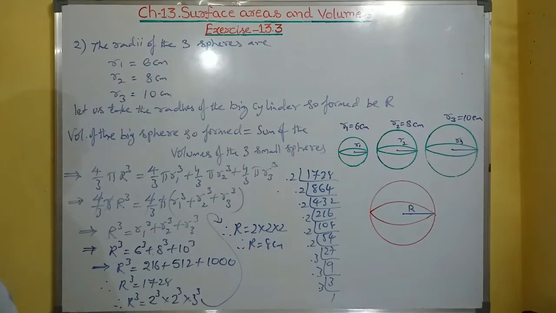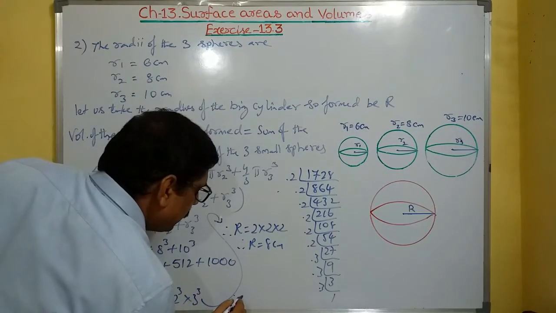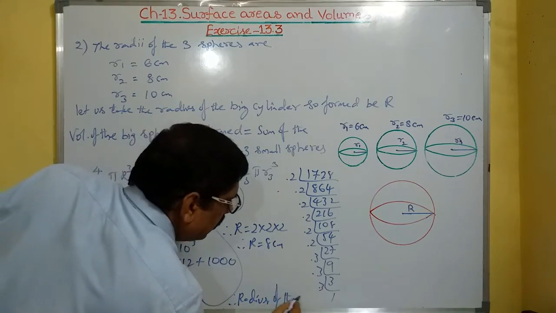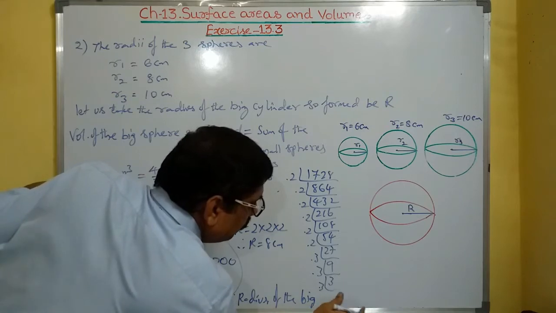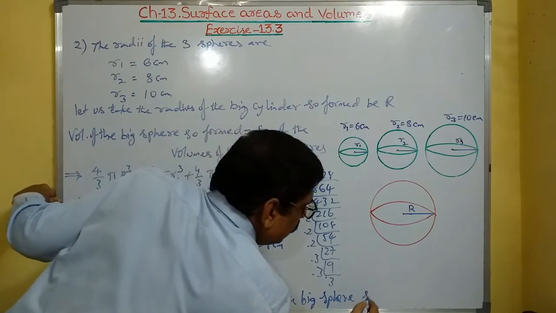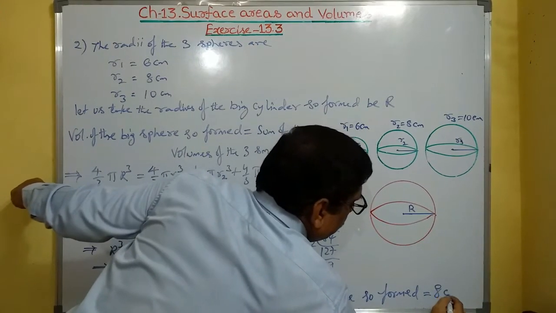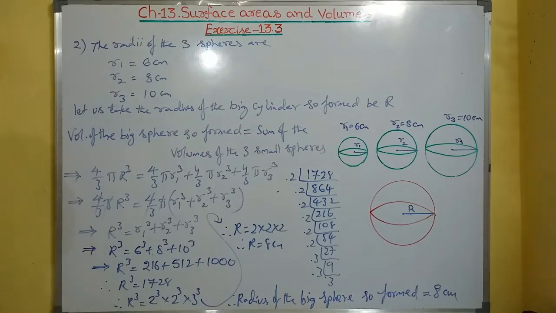Finally we can write the conclusion that the radius of the big sphere so formed is equal to 8 centimeters. Please copy this problem also.